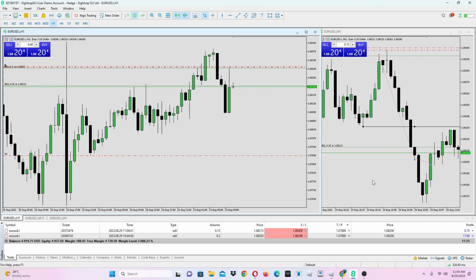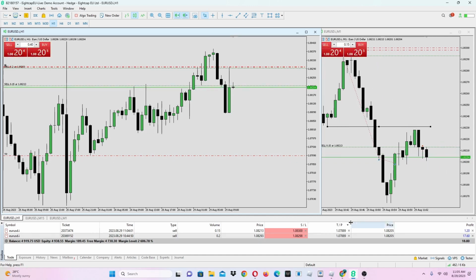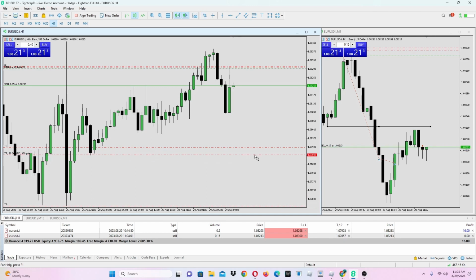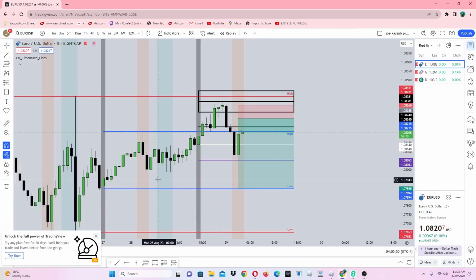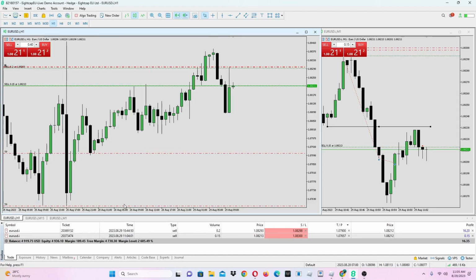Okay, so what I will be doing, I will be taking, so let me see this. This is the bigger size, I will be taking it right here, and the rest I will be leaving it for this low right there. So this is my first target, Monday's low. So this is Monday's low, and my second target is the equal lows down there. Right now, everything is set up.